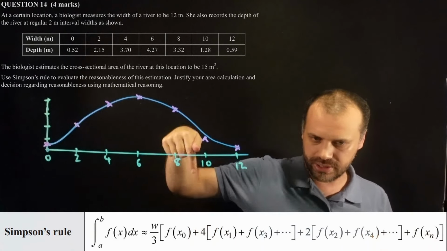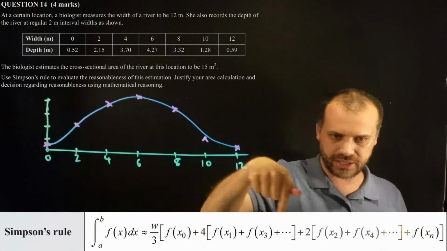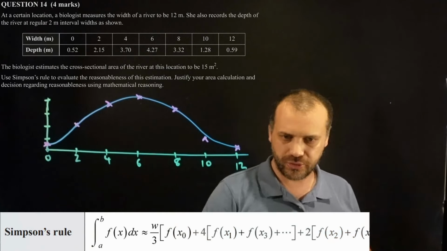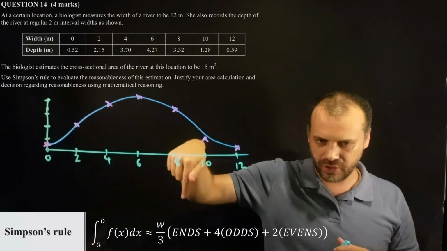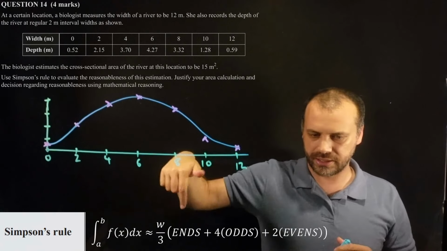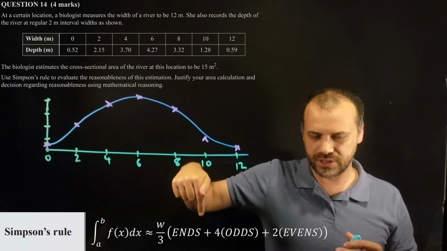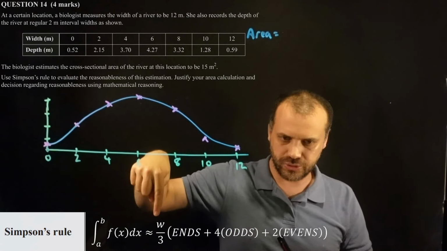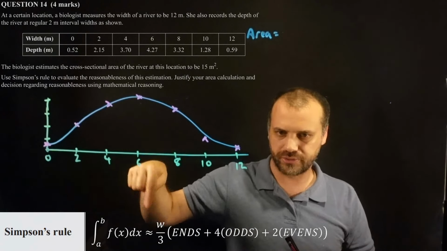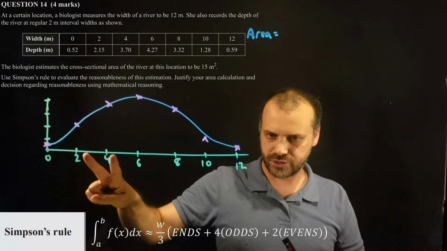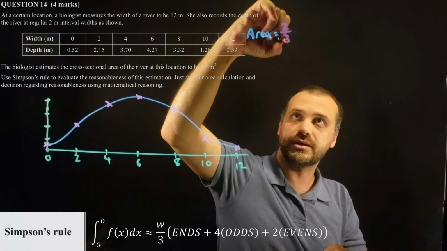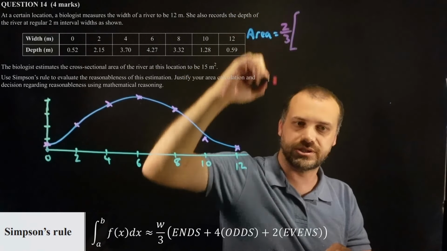So here is Simpson's rule right here. This one I find a little bit hard to read, so I prefer a simplified version of Simpson's rule, and so I'm going to use that to solve this. So the area is equal to the width of each strip divided by 3. Now the width of each strip here is 2, 2, 2, 2, 2. So 2 over 3 here. So that's my first step.